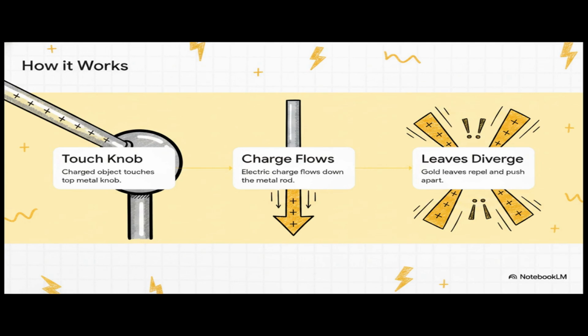Here's how this brilliant little gadget works. Step 1. You take an electrified object, let's say our trusty, positively charged glass rod, and you touch it right to the metal knob at the top of the electroscope. Step 2. Because the metal rod is a conductor, that electric charge immediately zips straight down the rod. Step 3. The charge hits those two thin gold leaves at the bottom. And since both leaves receive the exact same type of positive charge, they follow our golden rule of polarity. Like charges repel. Because they repel, the two delicate little gold leaves instantly push apart and diverge.